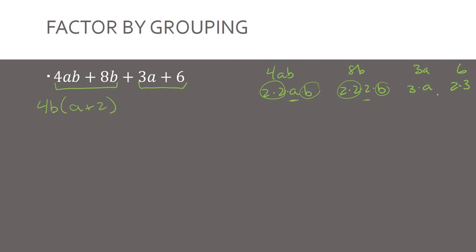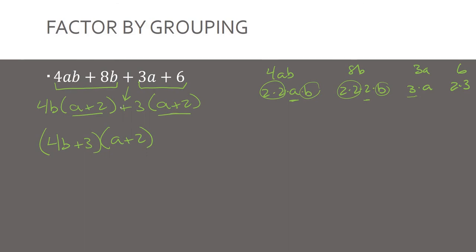My common factor for the last two terms is the 3. So keep bringing down my plus sign, and the leftover is the A plus 2. Now notice that these two groupings are identical. I can now undistribute again, and I'll show you how this works. I'm going to take the 4B and the 3 and join them together, and then the A plus 2 is a common factor that I write just once.